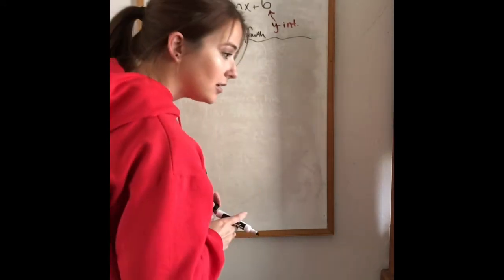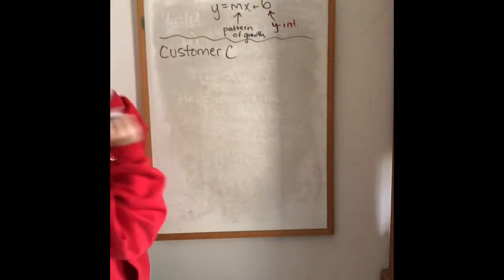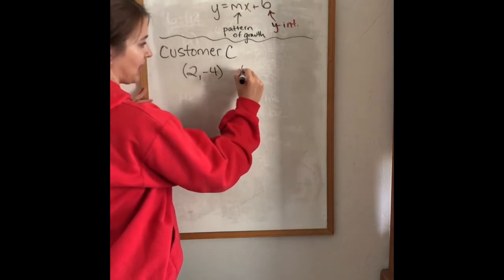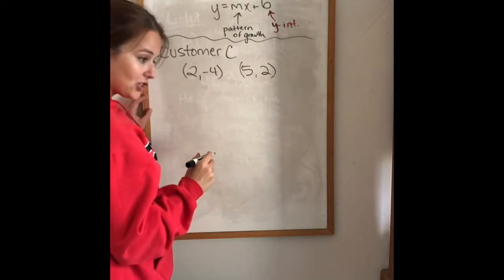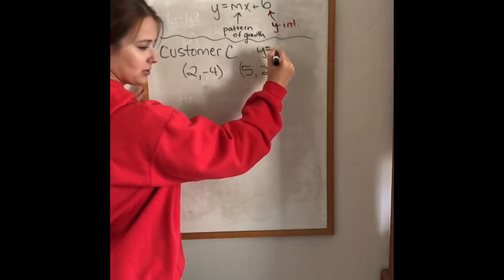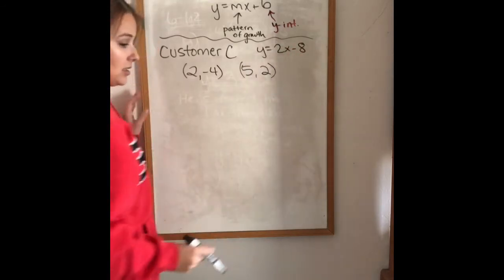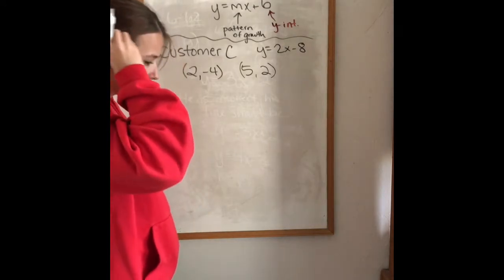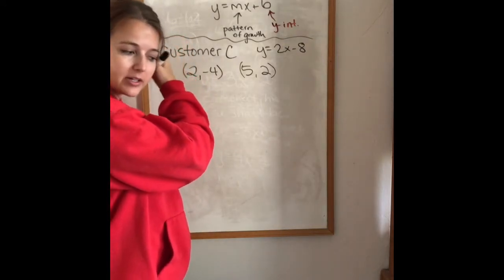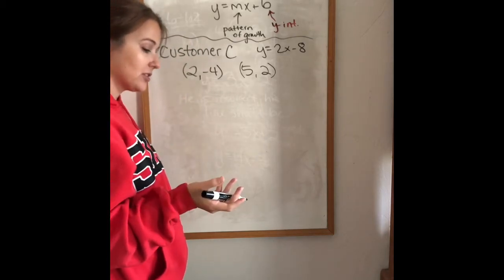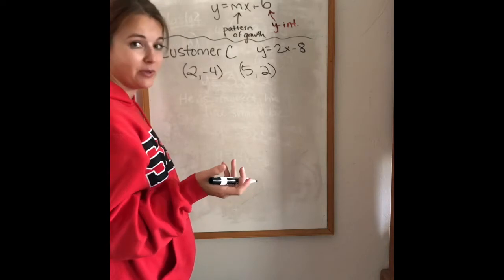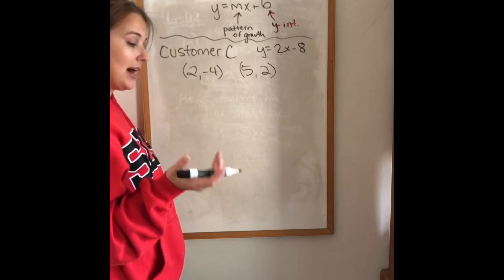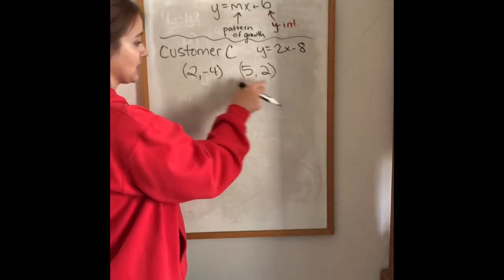Customer C wants a line that passes through these 2 points, through the points (2, -4) and (5, 2). She ordered this line, y equals 2x minus 8. So what you could do here, and this is what I did to figure out if customer C was correct, you could graph it first. What I did, just to be more precise, because our graphs aren't always really precise, especially if we're not using graph paper, I took both of these sets of points.